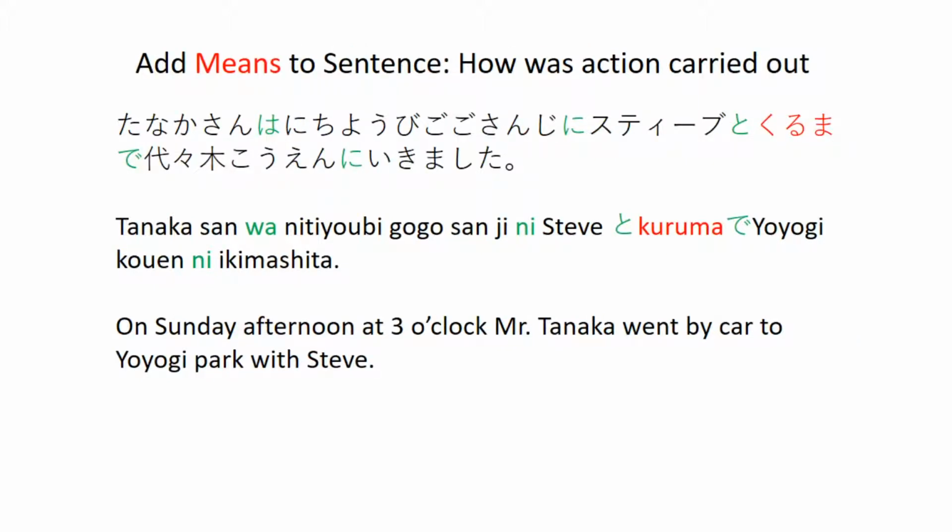We're now going to add means to the sentence. How was the action carried out? Tanaka-san wa nichiyoubi gogo 3 ji ni Steve to kuruma de Yoyogi Koen ni ikimashita. So we learned that he went by car, kuruma de. So de indicates means. We now have 5 particles in this sentence.